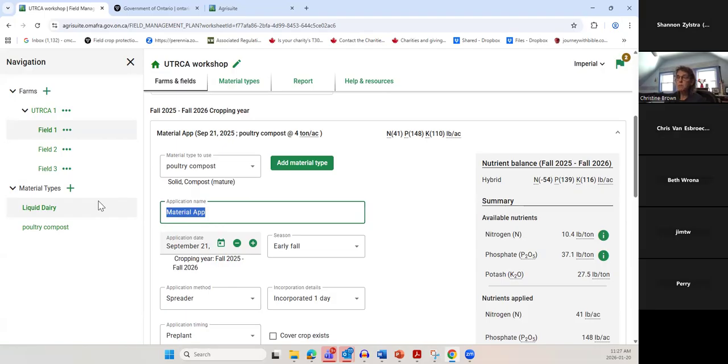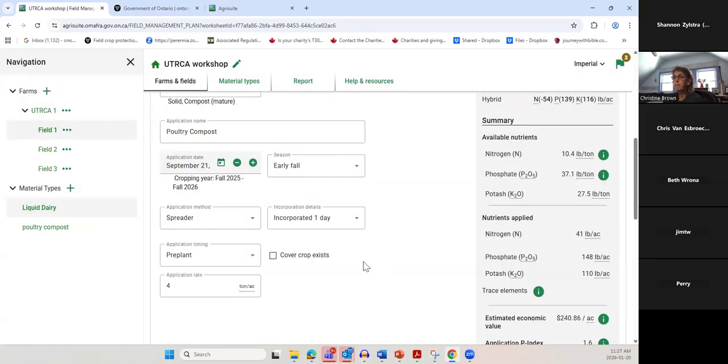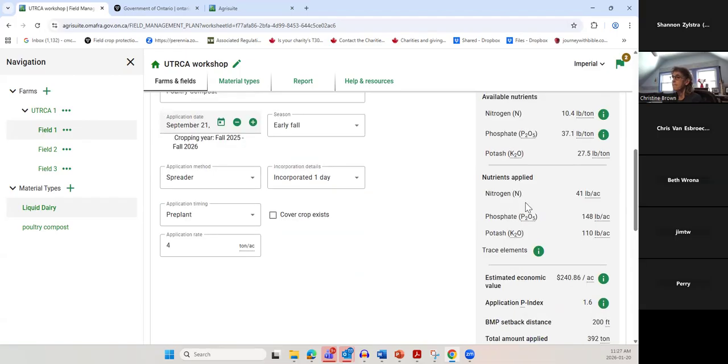Because of the composting process, most of it is in organic form. And so that organic form is slow release. So there's not going to be as much. But it's going to give me a fair bit of phosphorus and potash. And soybeans don't need the nitrogen, so that's probably a good place for it. Okay. So here it shows you that at a rate of 4 tons, I'm adding a little bit of nitrogen, but phosphorus and potash.